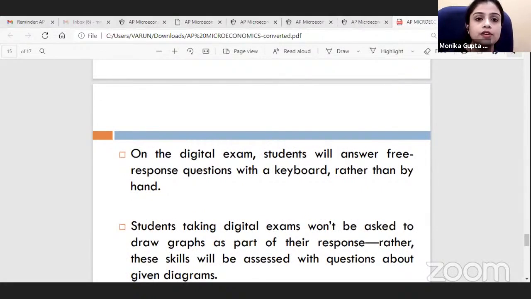Now, let me show you the College Board website, just a minute. On the College Board website, you will be able to see everything over here. Just a minute, I'll open it.